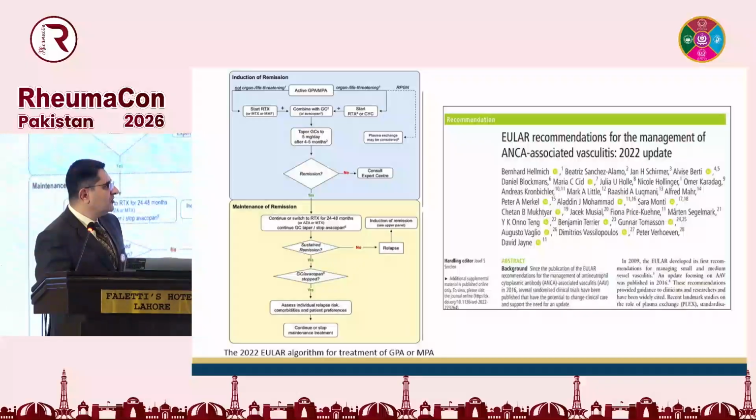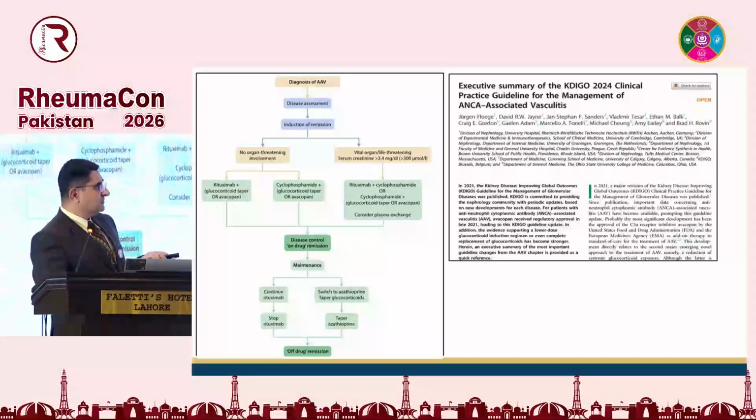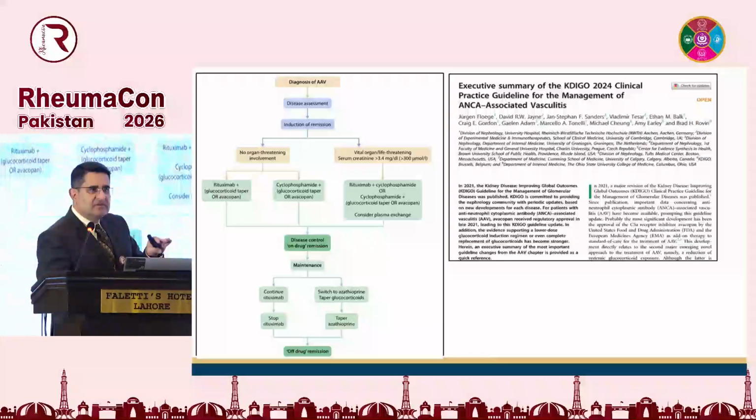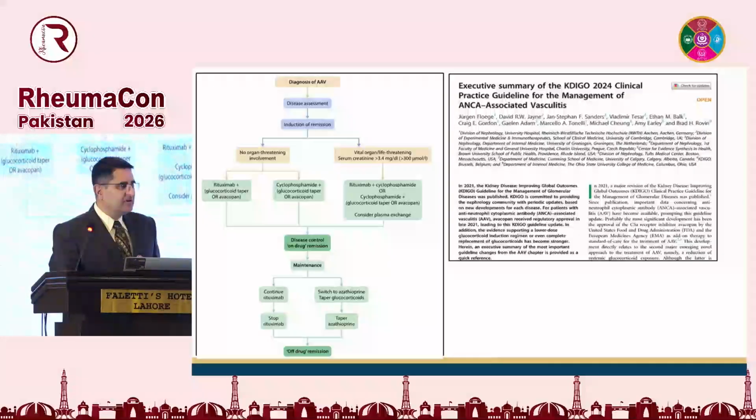Likewise, EULAR in 2022 also updated, and it was again a similar picture. And lastly, the KDIGO guidelines, which were published 2 years ago, also give us an insight that there is consensus between the nephrologist and rheumatologist, except regarding plasma exchange, where there must be a fast-rising renal compromise, as well as alveolar hemorrhage. And a rituximab and cyclophosphamide combination in the treatments.